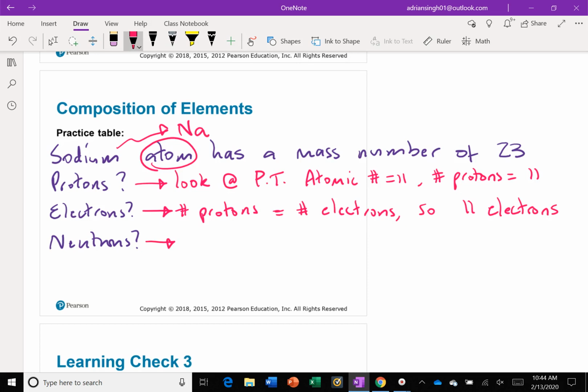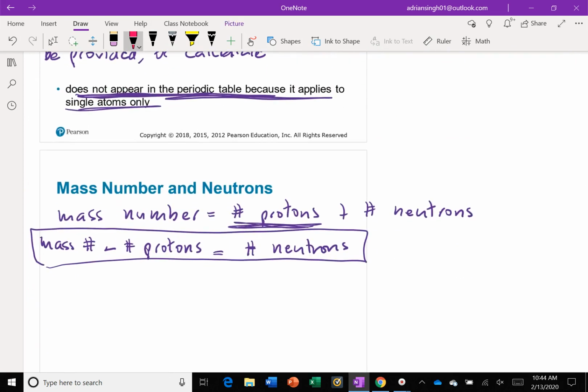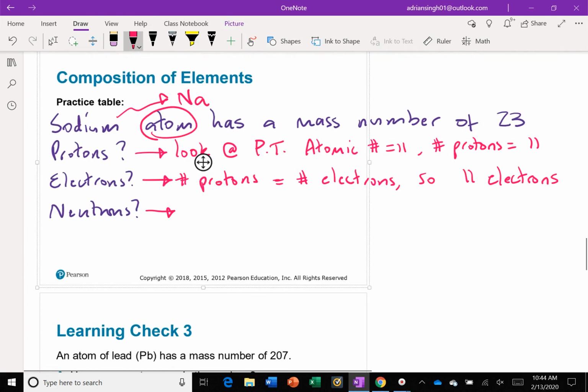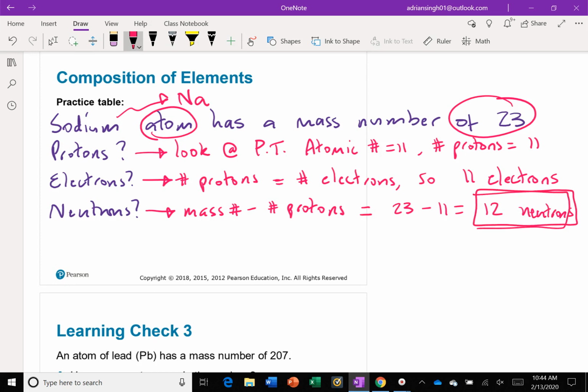And then to get our number of neutrons, we just did a little bit of math previously. The number of neutrons is equal to the mass number minus the number of protons. So we substitute those numbers in. We were given the mass number of 23. So 23 minus 11 would give us 12 neutrons. And it is that simple. It is just a little bit of math that you're doing, but you have to use your periodic table to help you and be able to interpret what information is provided.